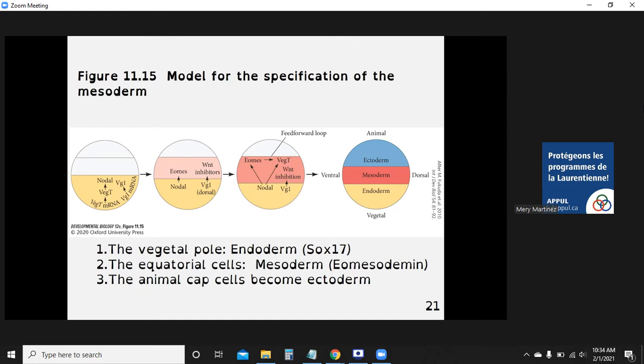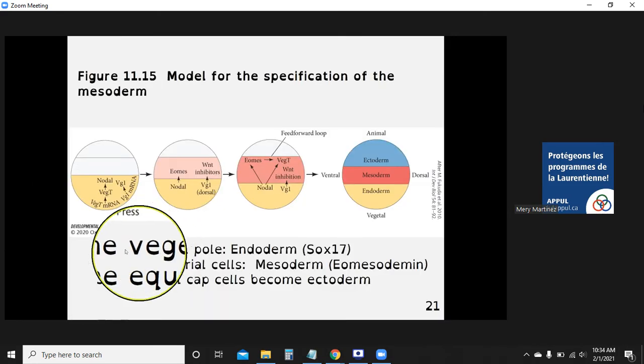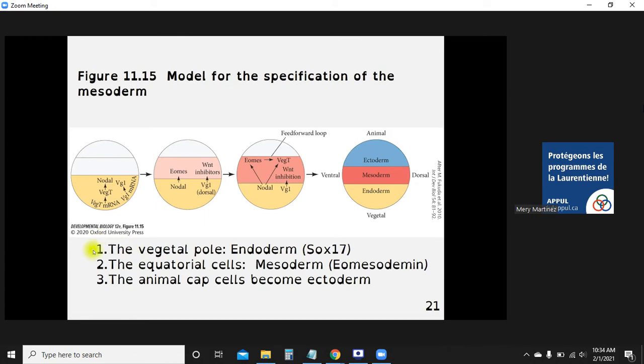Okay. So we have three things that are important in here. The first one is that the vegetal pole is specified as an endoderm by the transcription factor that is called SOX17. The second thing that is important is that the equatorial cells, remember the ones for which we start the invagination, okay, are specified as a mesoderm by the transcription factor that is called eomesodermin. And third is that the animal cap cells become the ectoderm.